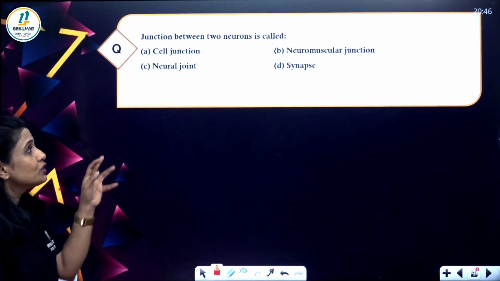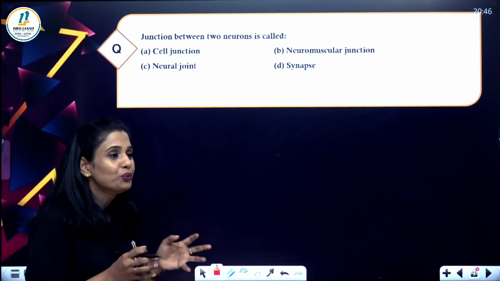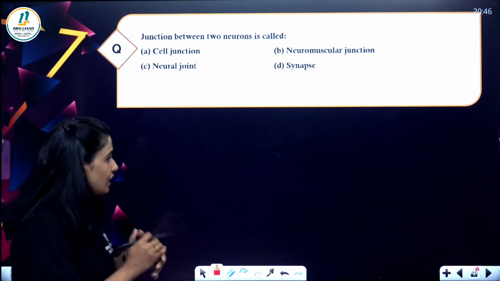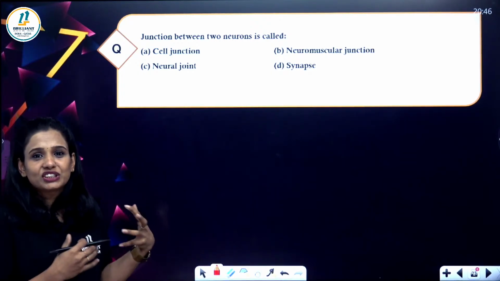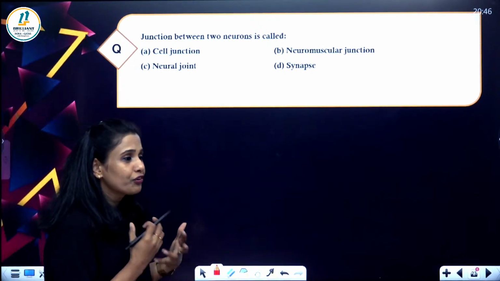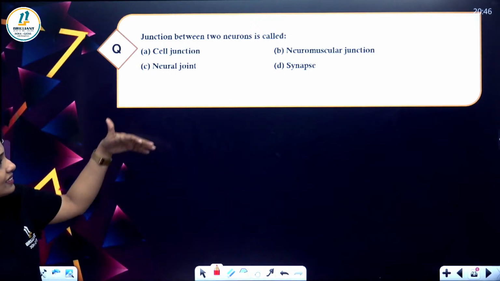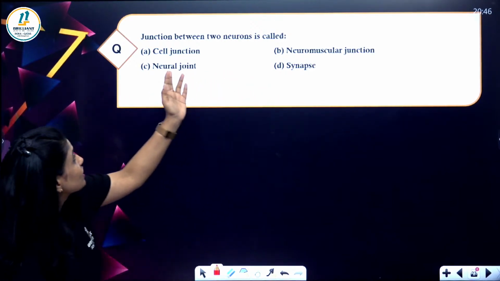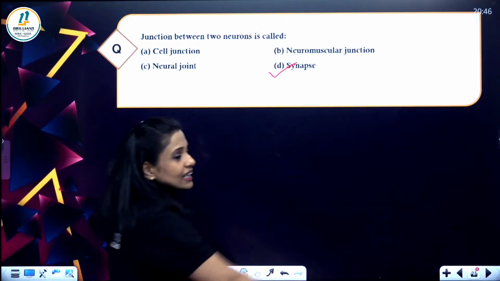Junction between two neurons is called. Okay, we have learnt it from the first question. What is the junction between two neurons? You remember? Comment your answers if you remember. Yeah, very good. It is option D.